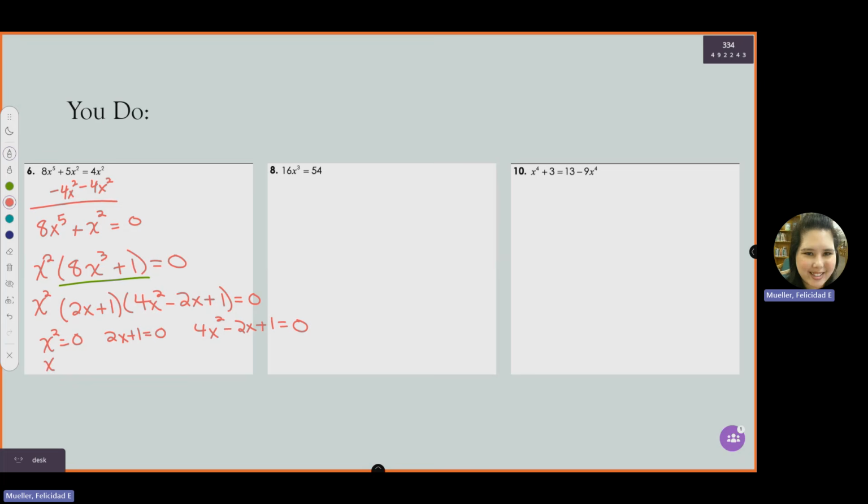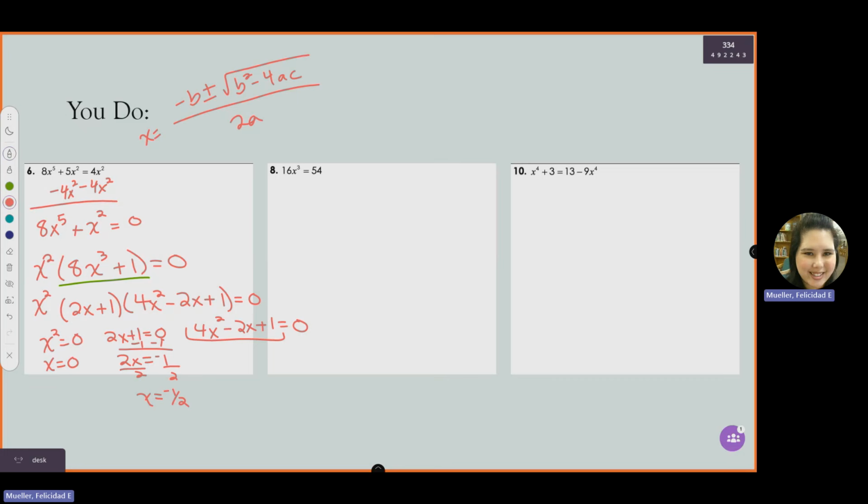I'm going to get x equals 0 here. 2x equals -1, so we subtract 1 from both sides and divide by 2. x equals -1/2. Did not realize how ugly that last part was going to be. We're going to use the quadratic formula for this last section, which again is -b plus or minus the square root of b squared minus 4ac, all over 2a.